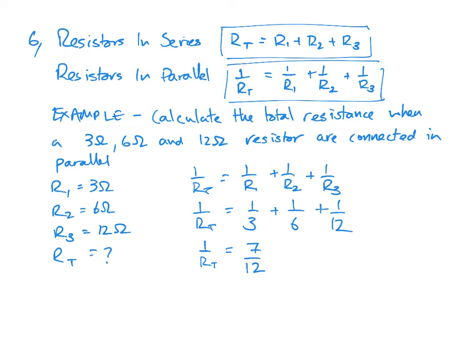But then you've got to remember, and this is a bit where people make a lot of careless mistakes, they kind of stop there and think, well, the answer's 7 over 12. Your final step has got to be flipping both sides. So if 1 over RT is 7 over 12, then RT over 1 is 12 over 7, i.e. RT, and you can get your calculator out, is 1.71 ohms.